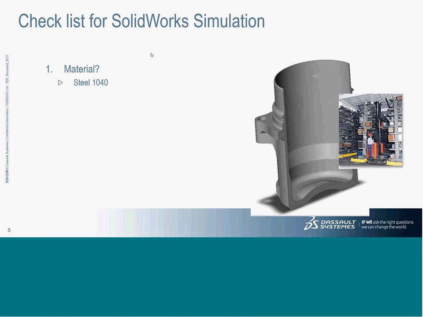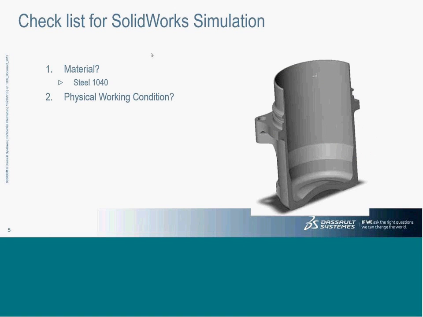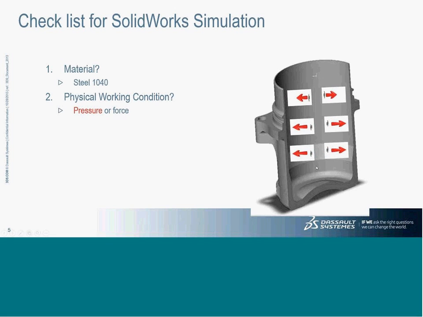Second, working conditions. This particular product is made of steel and is subjected to a certain kind of load. It could be a pressure load. This is an example of a piston. There could be forces that are internal to the piston. There could be some bolts present all over the motor, and certain tightening operations are done. So obviously there will be a certain amount of initial pretension.